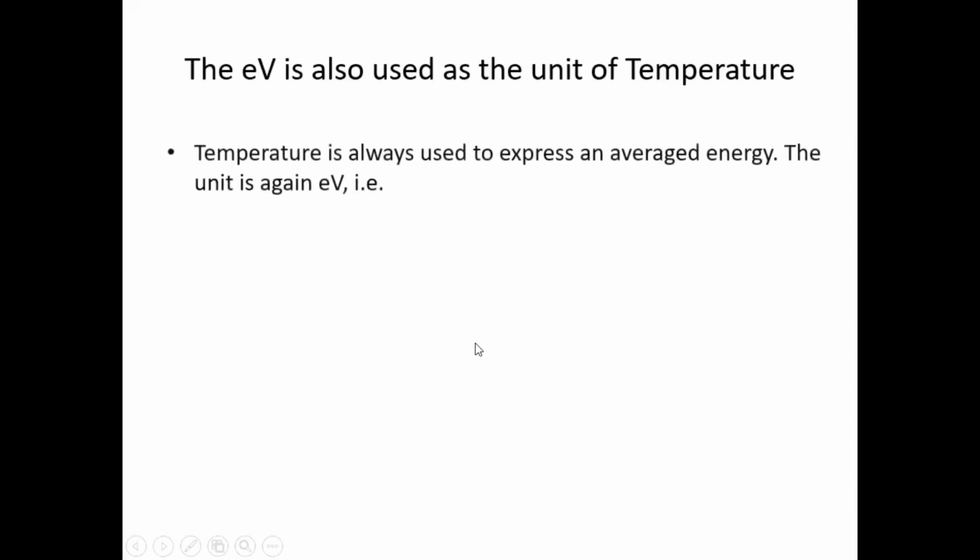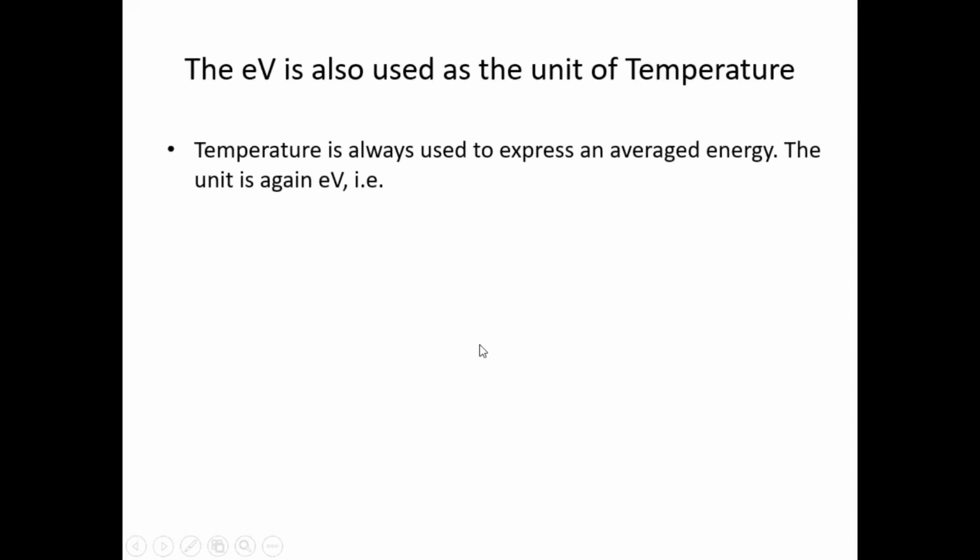1 electron volt is also used as a unit of the temperature. Temperature is always expressed in terms of the average energy, and the unit is electron volt. For example, the way to say is this: kT divided by e, in terms of the electron volt. So if you substitute temperature here, you will be getting the average energy. So instead of saying this is so many degrees Kelvin or so many degrees Celsius, we say this is temperature in so many electron volts.